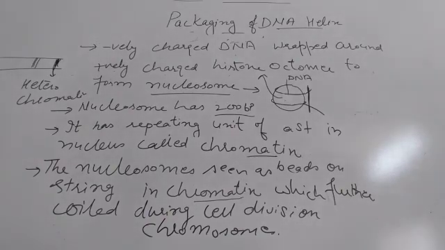Euchromatin means the light color part is more active during transcription, whereas heterochromatin, which is dark, is less active or inactive. So this is how the DNA is packed in the nucleus.